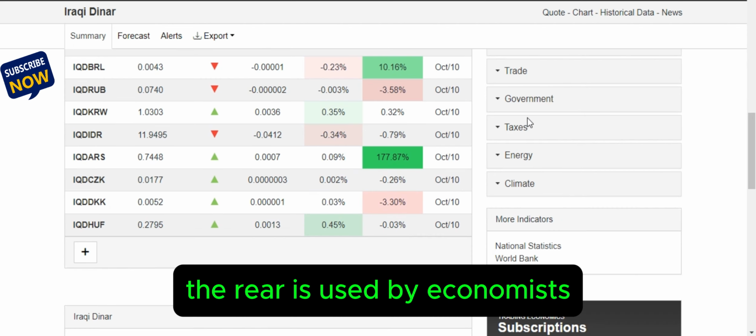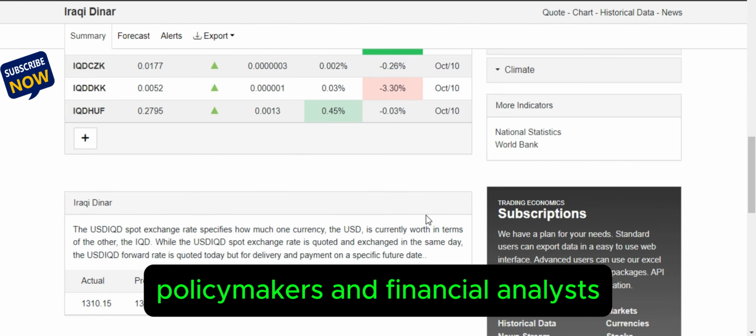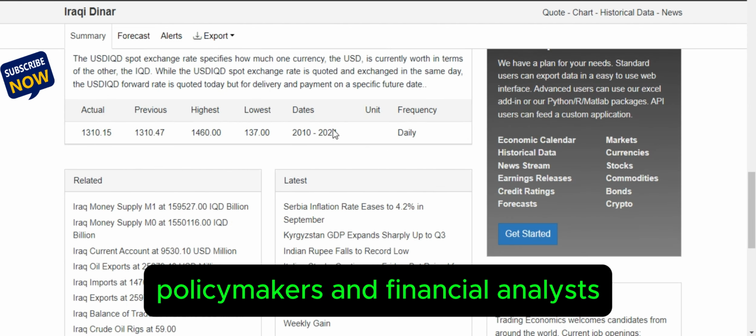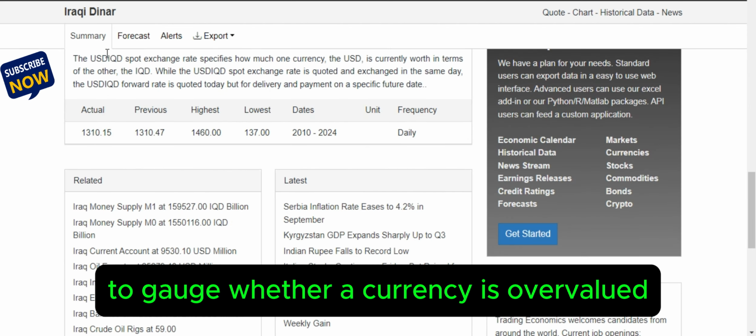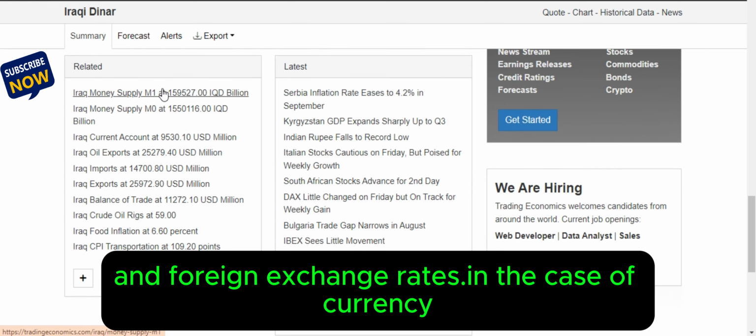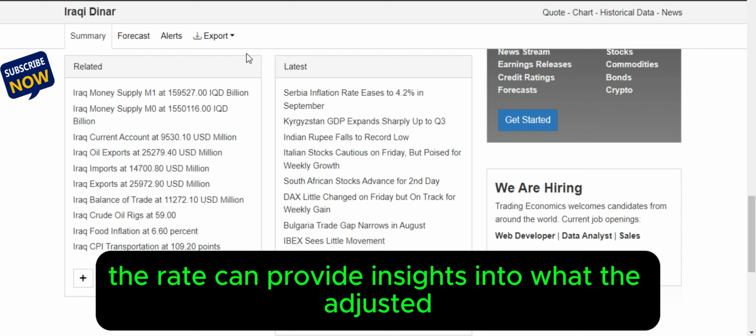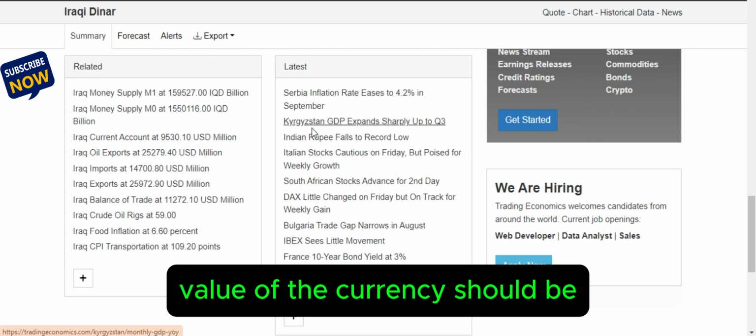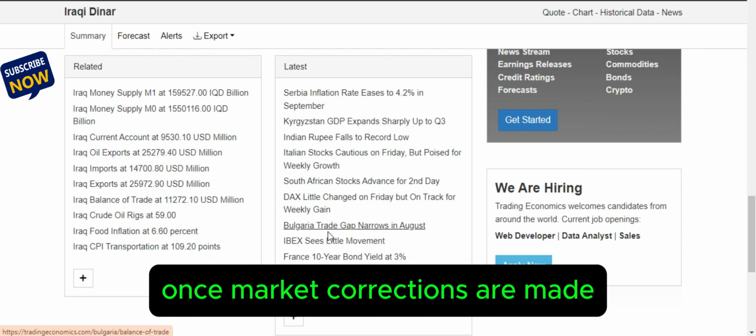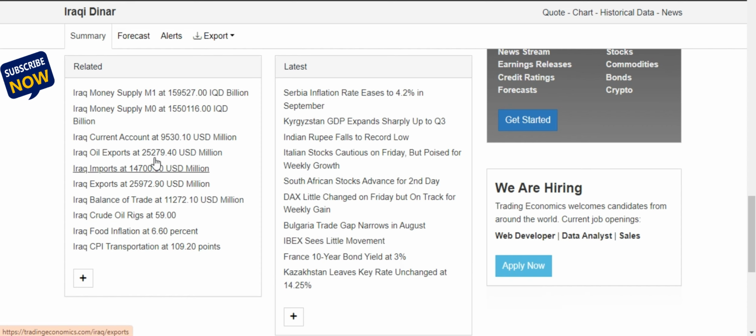The REER is used by economists, policymakers, and financial analysts to gauge whether a currency is overvalued or undervalued, which in turn influences decisions regarding monetary policy and foreign exchange rates. In the case of currency revaluation, the REER can provide insights into what the adjusted value of the currency should be once market corrections are made.